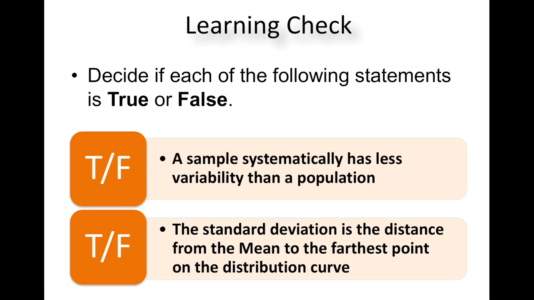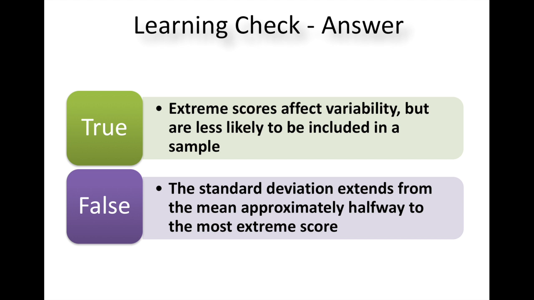Okay. What about this one? True or false? A sample systematically has less variability than a population. Or, the standard deviation is the distance from the mean to the farthest point on the distribution curve. So push pause if you need to, and then come back before I show you the answers. So the first one, right, extreme scores affect variability. This is true, but they are less likely to be included in a sample, right? So again, that sample can never have greater variability than a population. And then the second one, the standard deviation extends from the mean approximately halfway to the most extreme score. So that second one would be false.